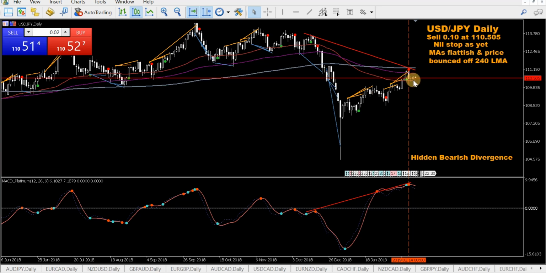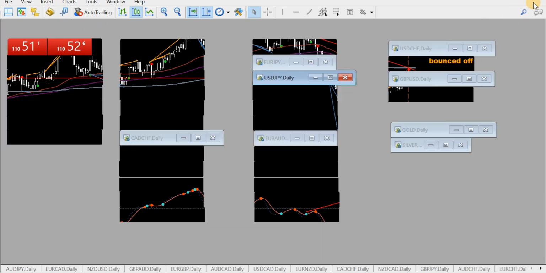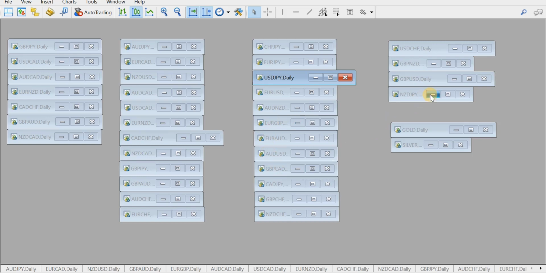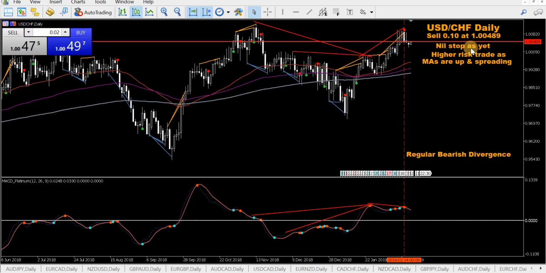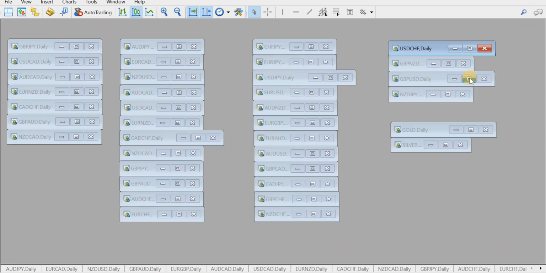USD Japanese yen in a sell, going sideways. Still, MACD still a long way above the zero level. Like watching paint dry, as I say. What other trade? USD Swiss franc in the sell, started off nicely. Now it's back to the entry level. Not exactly blowing my hair back, not losing a great deal, but not exactly setting the world on fire.